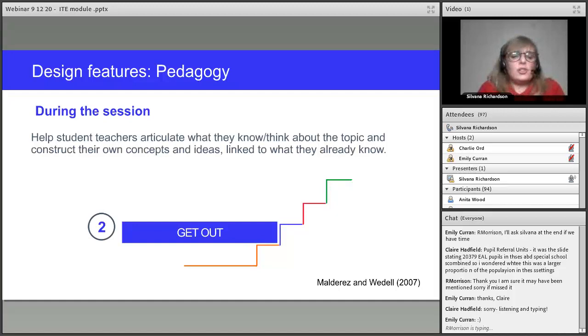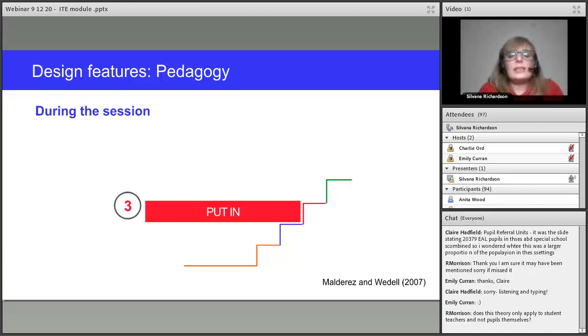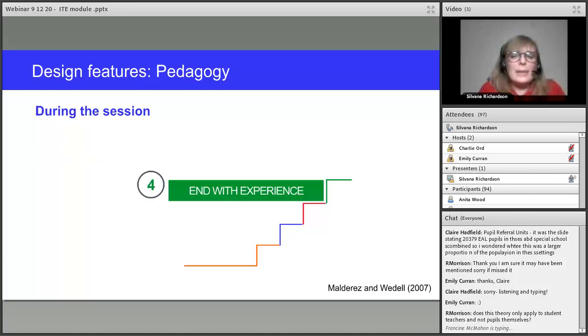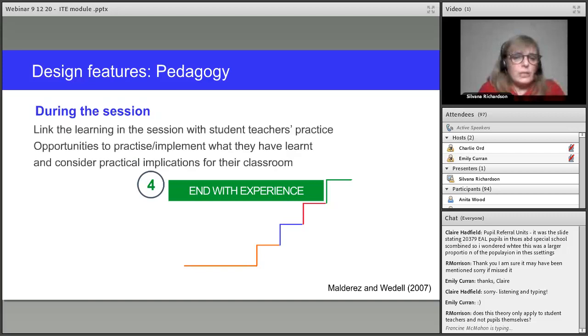The second stage, get out, is about helping student teachers articulate what they already know and think about the topic, and to help them co-construct together their own concepts and ideas linked to what they already know. Stage 3, put in, is where we present new content, and in the process of presenting new content, we support student teachers to make personal sense of that input. Really make it meaningful to them and their context.